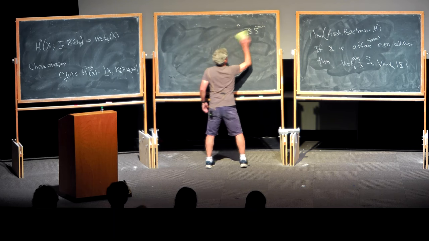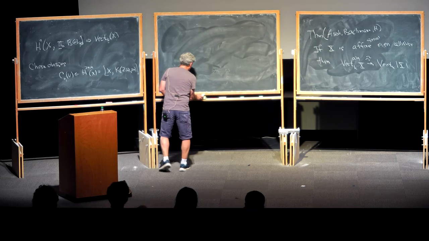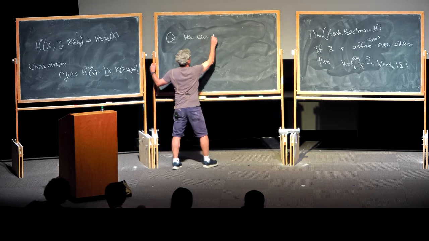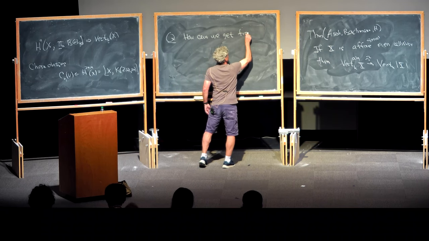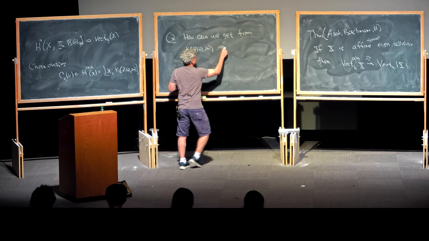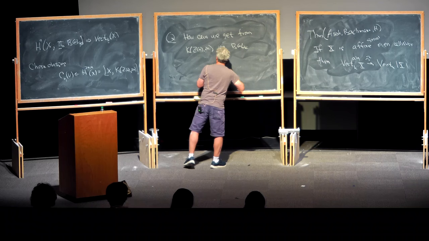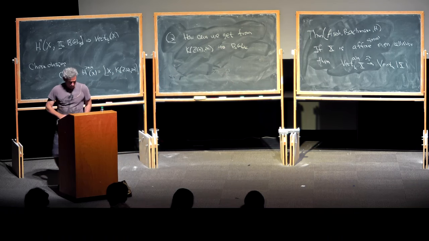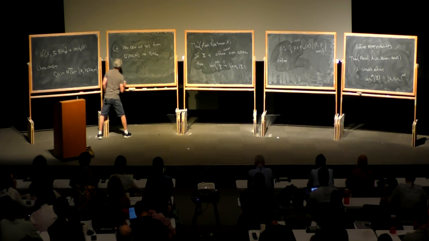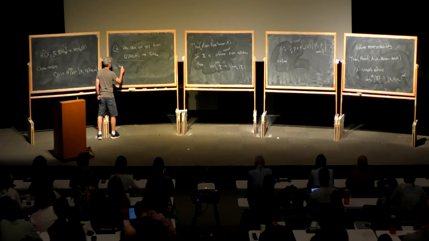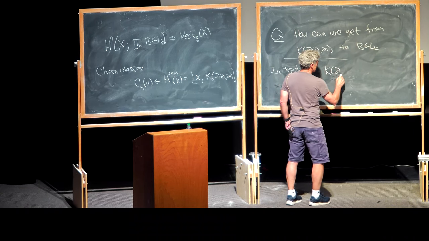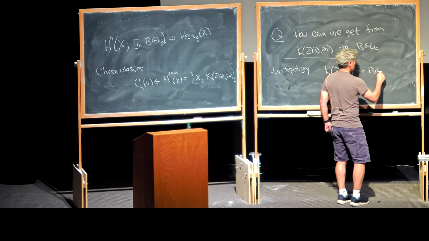So a question emerges, which is, how can we get from K(Z(n), 2n) to BGL_k? Now, I should have said, what's the topological analog? In topology, this is fairly easy. The question is going from K(Z, 2n) to BGL_k.